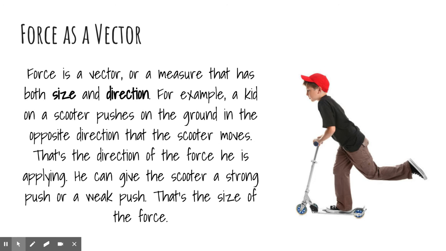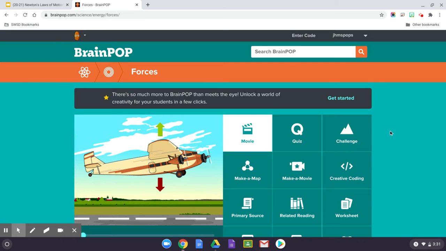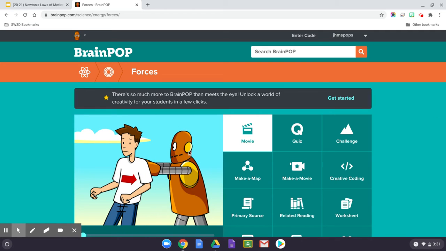So we're going to watch a really quick video. It's actually a BrainPOP video on forces having both size as well as direction.